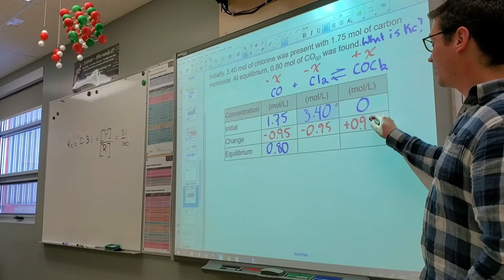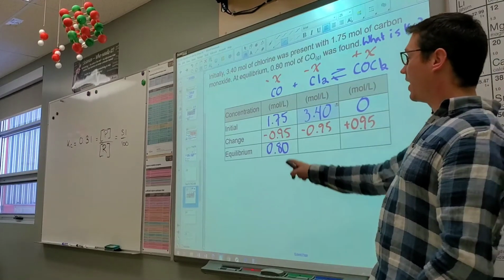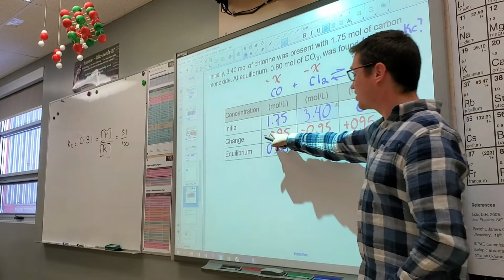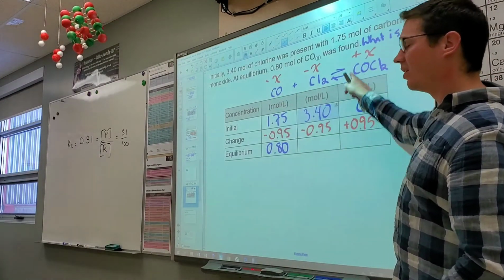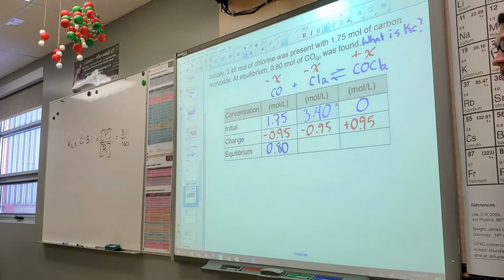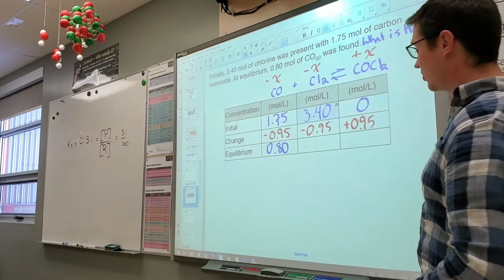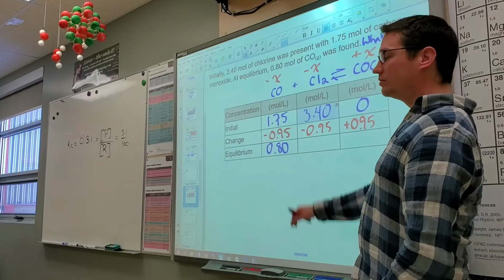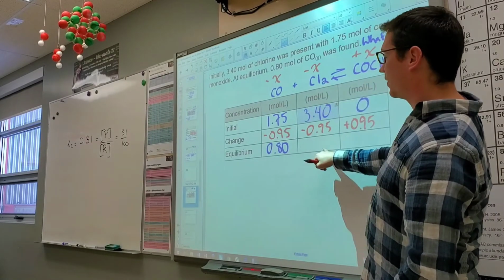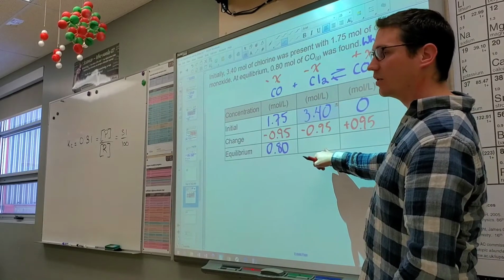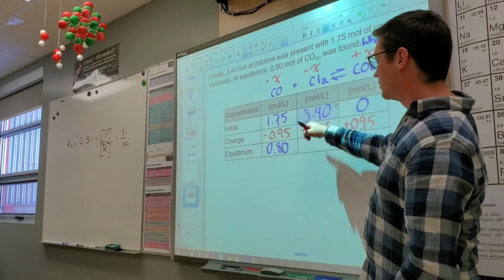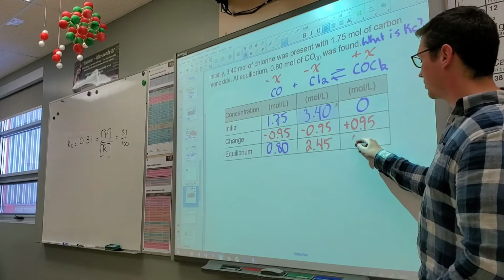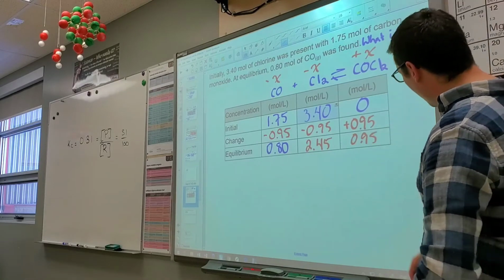Is that okay? Are we happy that for every one of these reacts, we're going to increase by this? If they're all 1s, then all of the changes should be the same. Is that okay? Because our x is just 0.95. Okay, perfect. Well, can you figure out what the chlorine concentration at equilibrium is now? 2.45. Yeah, should be 2.45, and this should be 0.95.